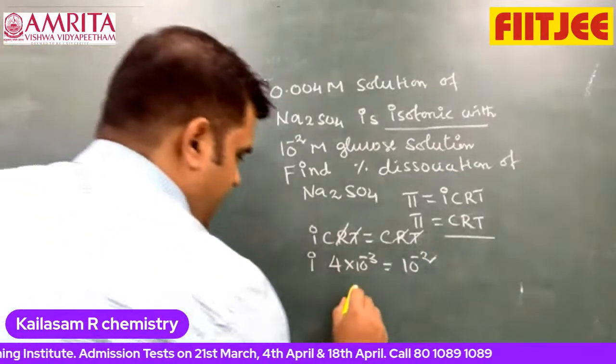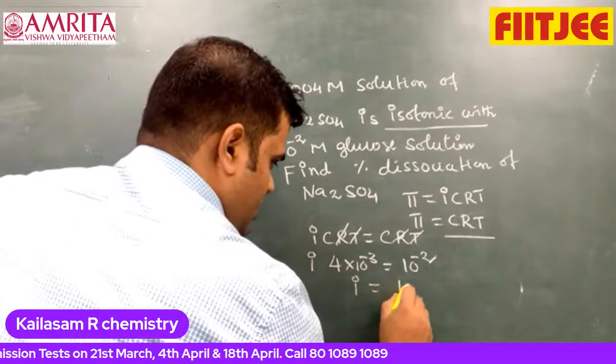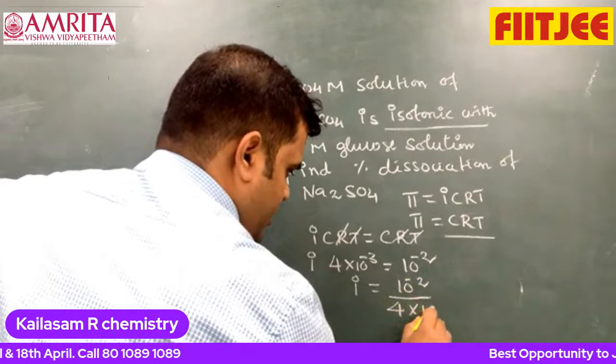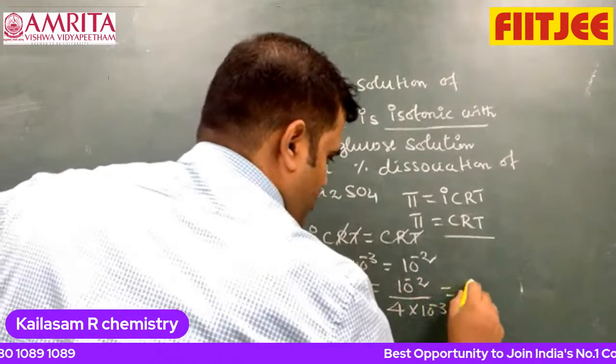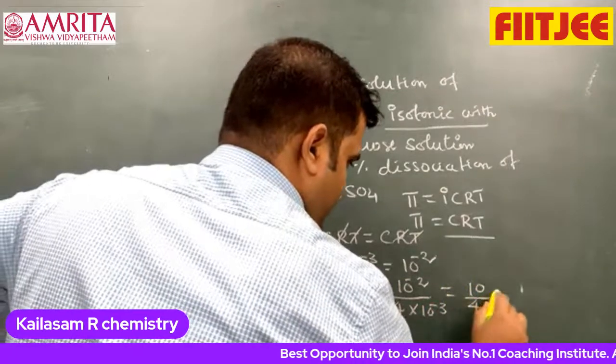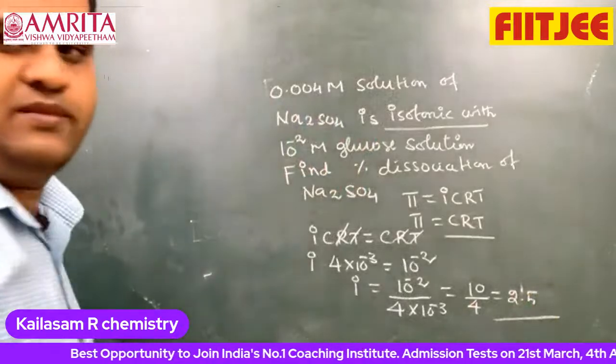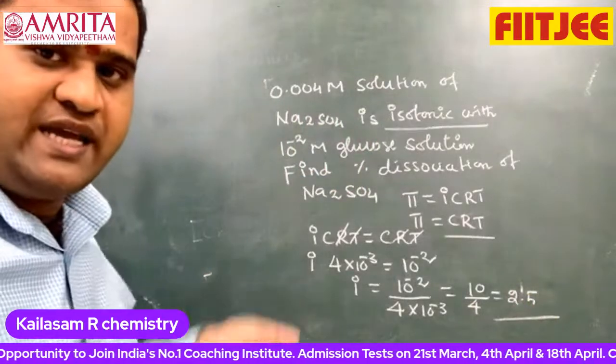Now I can write it: i is equal to 10 power minus 2 by 4 into 10 power minus 3. Therefore, 10 by 4 means i must be 2.5. What they are asking is alpha.